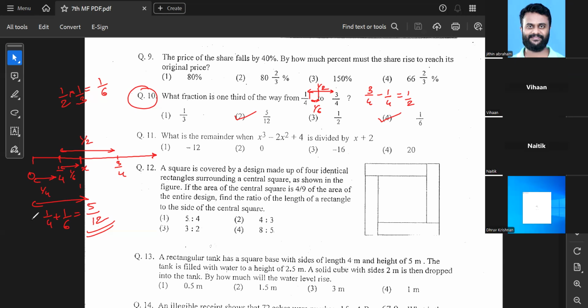So is the answer option 2 or 4? Both. Anyone you tick, you will get correct. It depends on how you have interpreted the question actually. Understood.